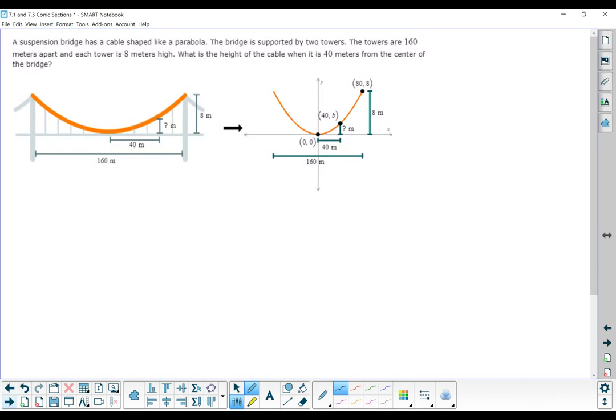Okay, another type you might see is involving a bridge. So this type actually is a little bit more complicated than the light ones. We are going to start by setting up our equation and solving for p, because you can see that it doesn't give us any information about the height or the distance of the focus. So we have a suspension bridge with 2 towers. The towers are 160 meters apart, and the height of each tower is 8 meters. So we have this point (80, 8). We're going to start with that one, and we're going to use that to calculate p.